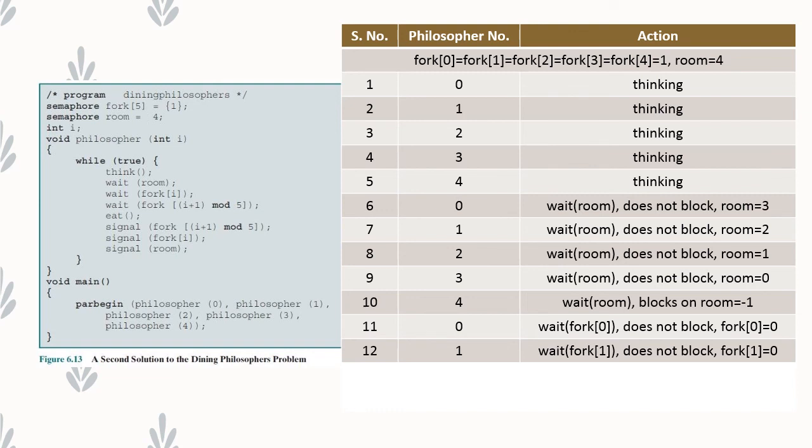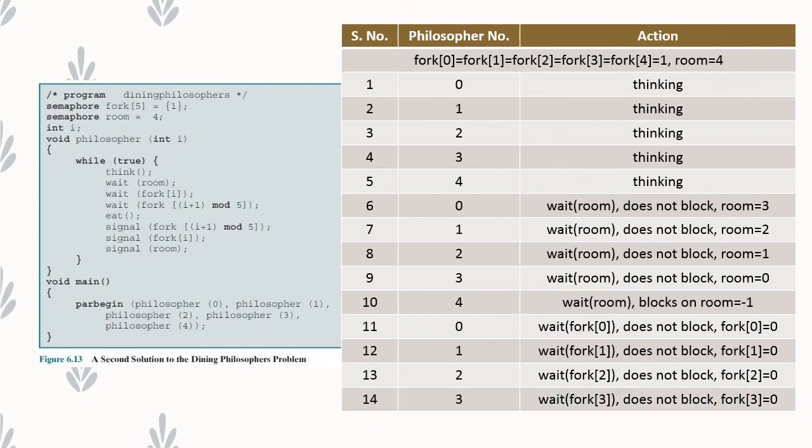Then philosopher 1 waits on fork 1, does not block. Fork 1 becomes 0. Then philosopher number 2 waits on fork 2, does not block. Fork 2 becomes 0. Then philosopher number 3 waits on fork 3, does not block. Fork 3 becomes 0. All the seated philosophers have now taken their first fork in their hands.